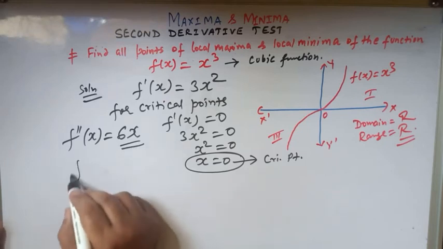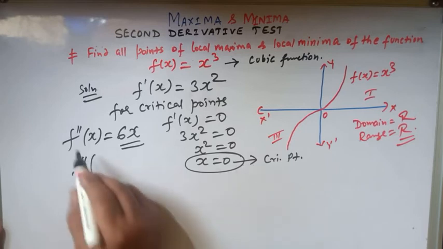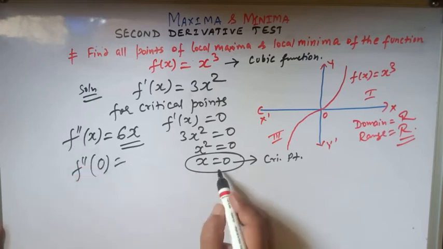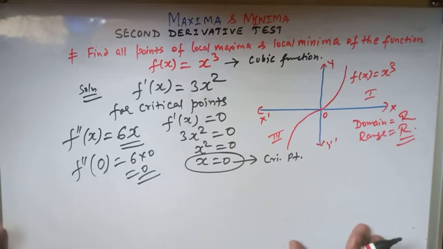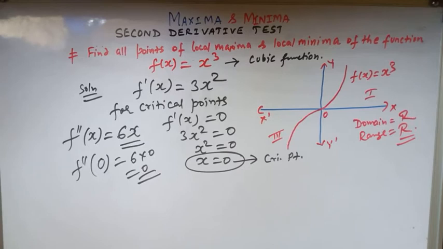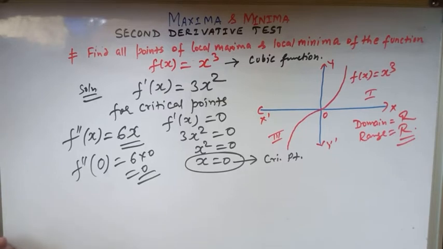Now if I calculate the value of the second derivative at x equal to 0, we get 0. So here also the second derivative test fails, and we are not able to tell whether x equal to 0 is a point of local maxima or local minima. So viewers, again we'll go back to the first derivative test. Clear? So let us do it.